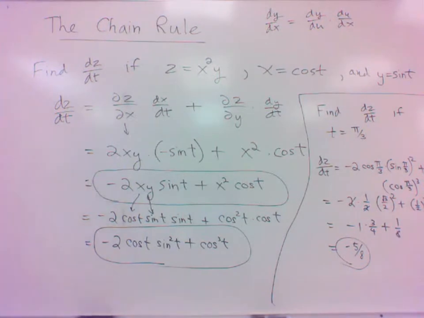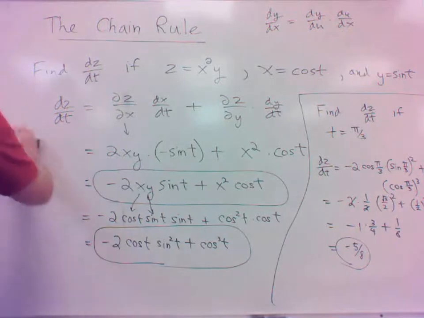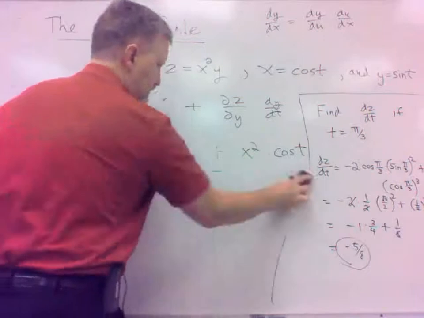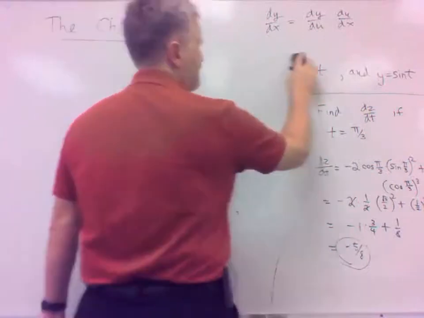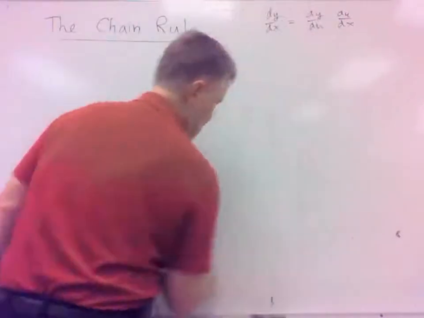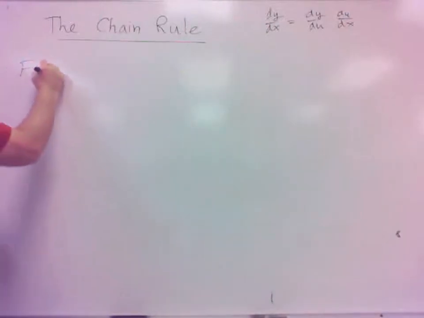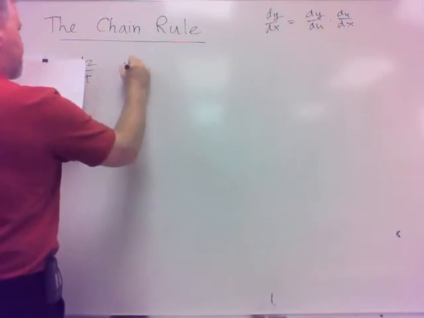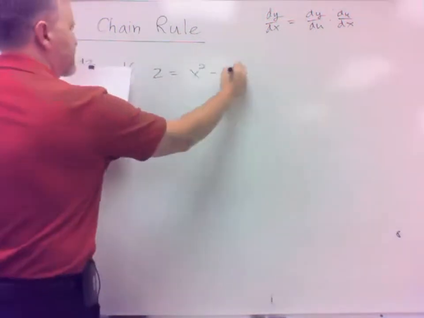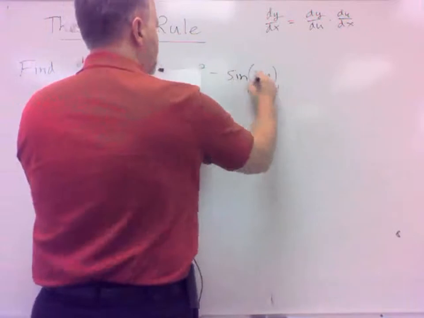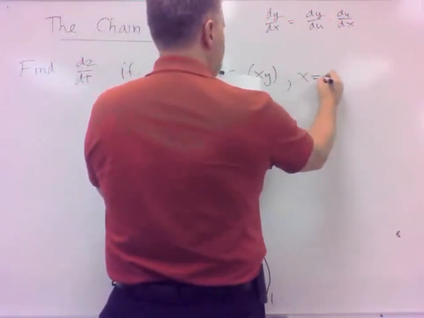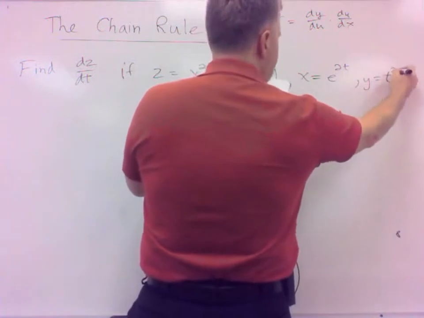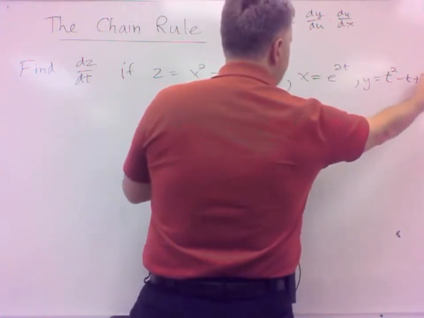So let me do one more of those, and then we'll move on to another here. Okay, all right. So let's find dz/dt if z equals x squared minus sine of xy, x equals e to the 2t, y equals t squared minus t plus 4.